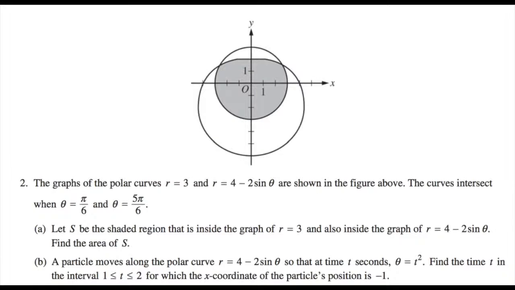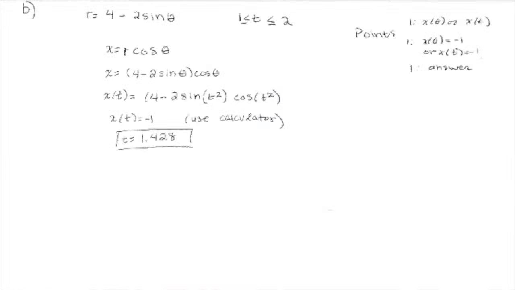And so next we have part B, and part B says a particle moves along the curve r equals 4 minus 2 sine of theta, so that at time t seconds, theta equals t squared. Find time t in the interval of 1 to 2 for which the x-coordinate of the particle's position is -1. So for this one, since we're given it in terms of r, we want to separate that and make it in terms of x. And so to do that, we know that x equals r cosine of theta.